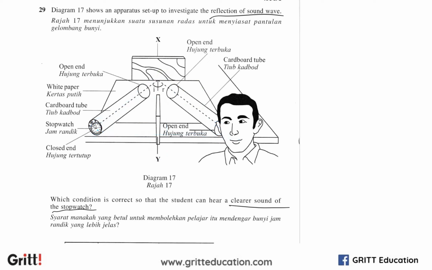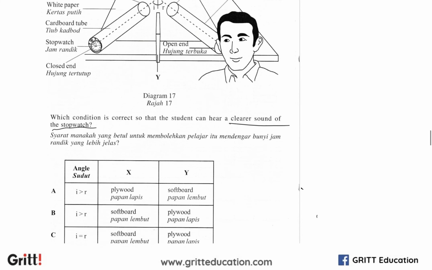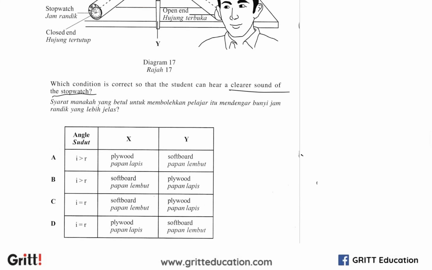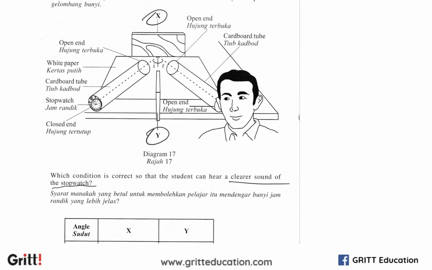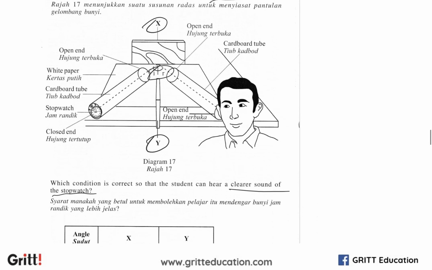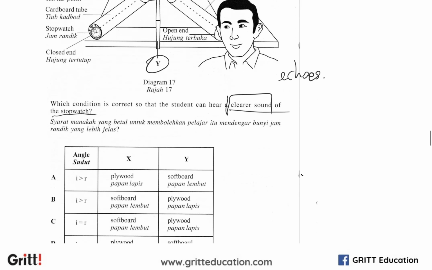Let me remove all of this. They did say there's an angle, and there's X and Y. The X is over here, the Y is over here, and the angles are over here. When you want a clear sound, it has to be a distinct sound. You do not want echoes, reverb or an echo kind of sound. You want just a distinct sound, maybe something like my finger snapping here. That is a very distinct sound.